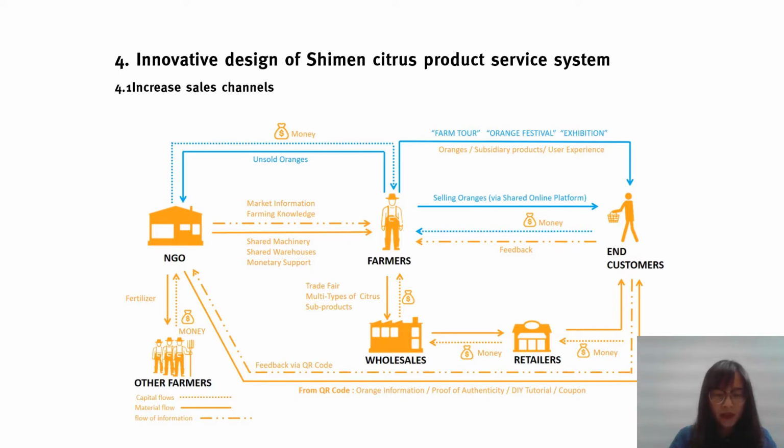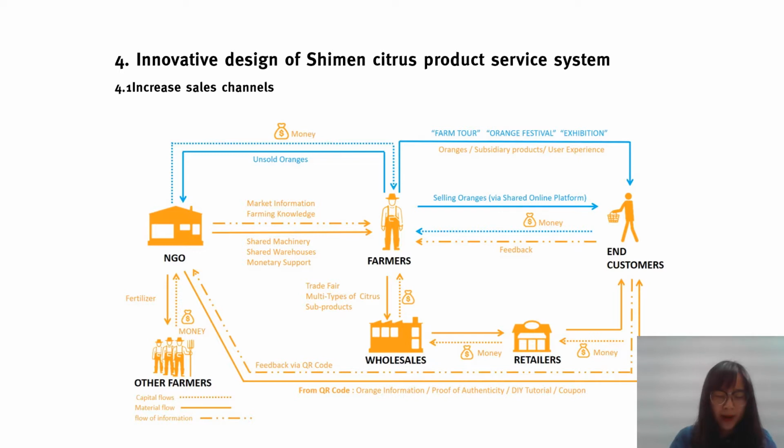4.1. Increase sales channels. Usually, wholesalers from other places seek a local agent to purchase fresh fruit and then transport it to designated markets. The new system has a non-governmental organization established by companies. The NGO assists farmers in large-scale production. The new system combines online and offline sales to expand sales channels.